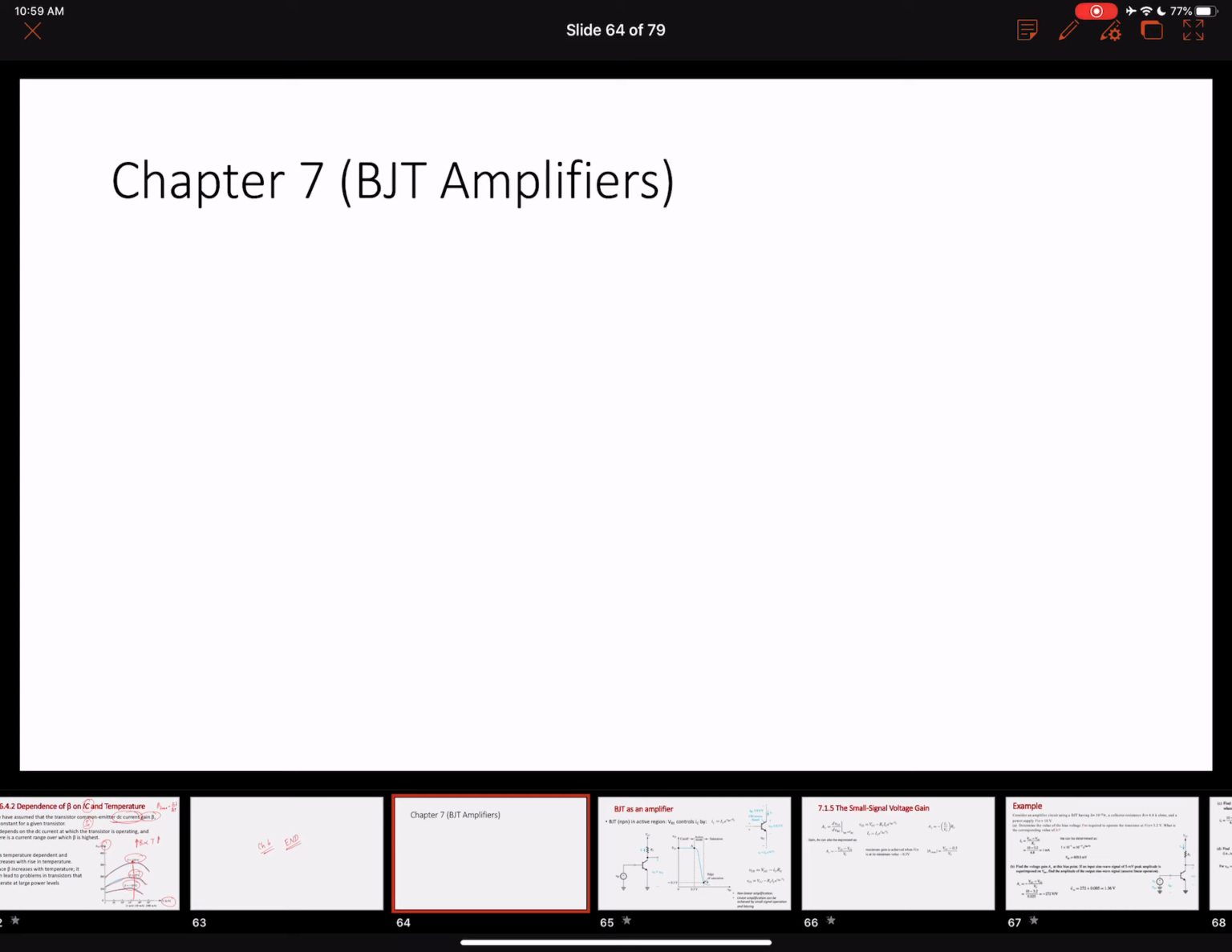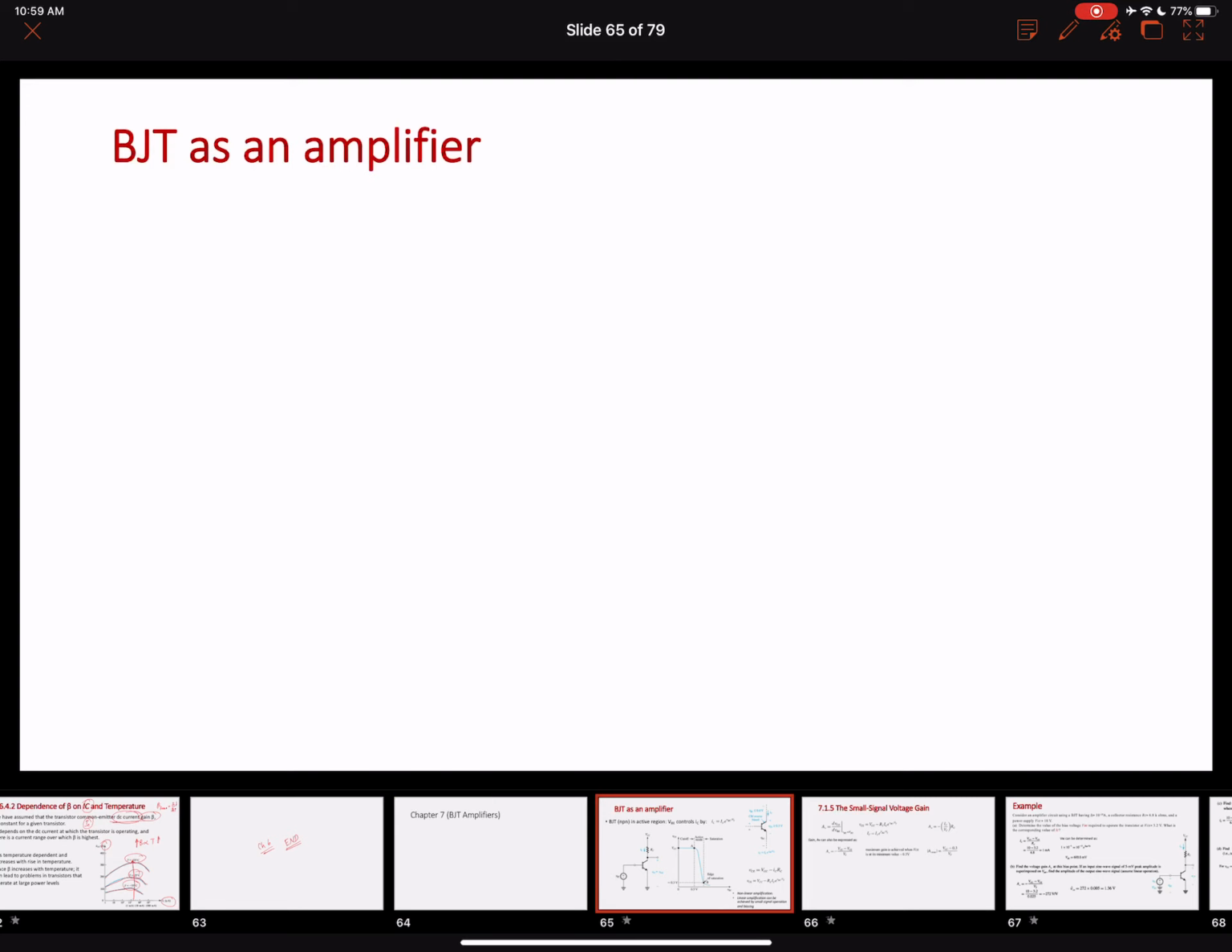Mainly we're going to discuss in much more detail the BJT amplifiers and the allowable swing voltages, and we are also going to solve some of the circuits related to different configurations of the BJT amplifiers. So let's start today's lecture.